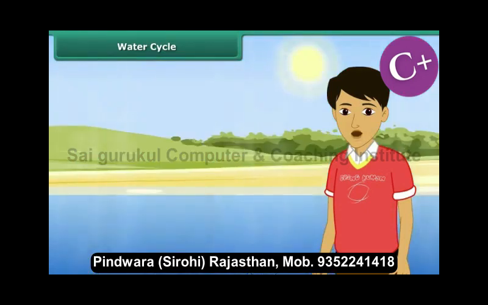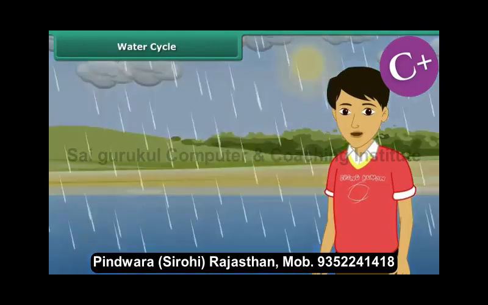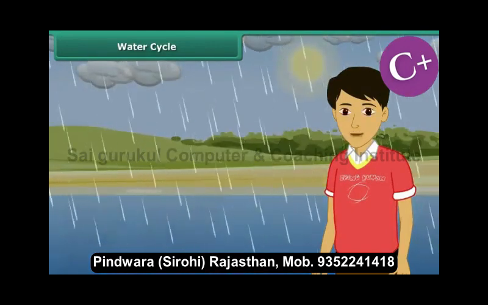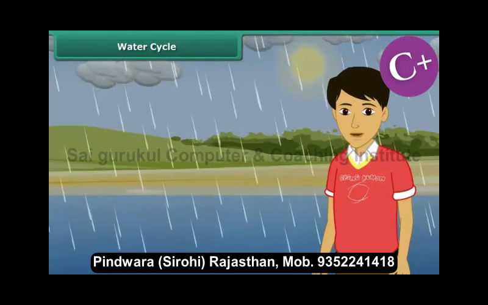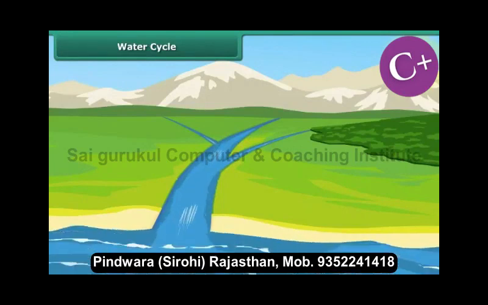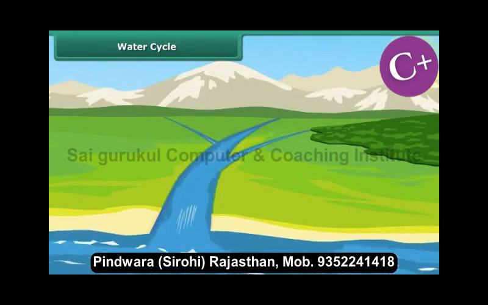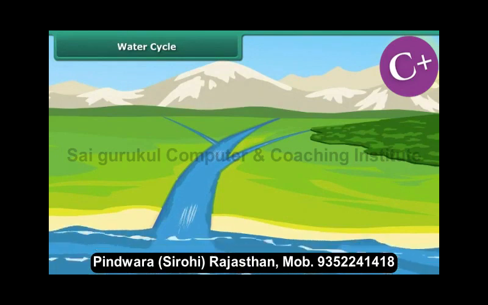The water vapor rises up in the air, cools and turns into tiny water droplets. These droplets come together to form clouds. This process is called condensation. When the clouds become too heavy, the water droplets in them fall on earth in the form of rain, hail, sleet, or snow. The process is known as precipitation. The water received by earth as rain, hail, or snow goes into the oceans, seas, rivers, and lakes.